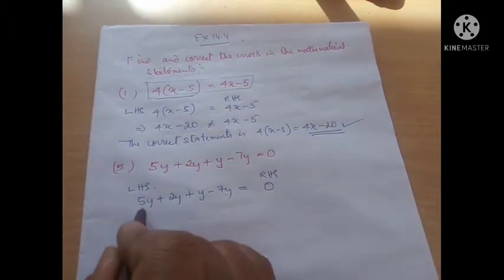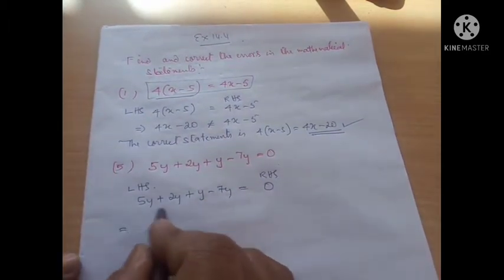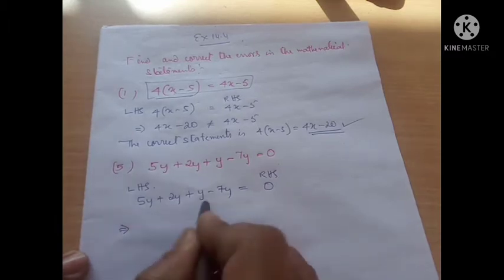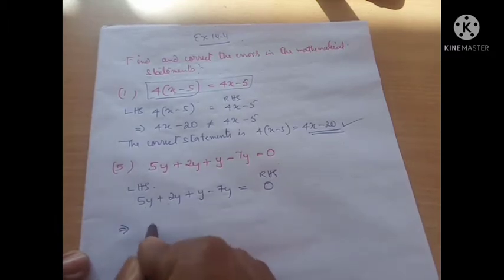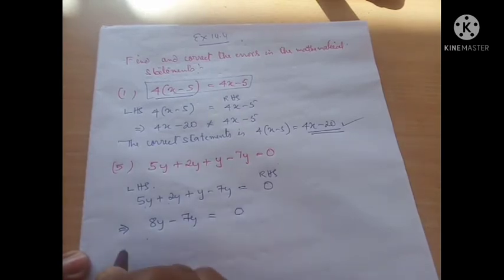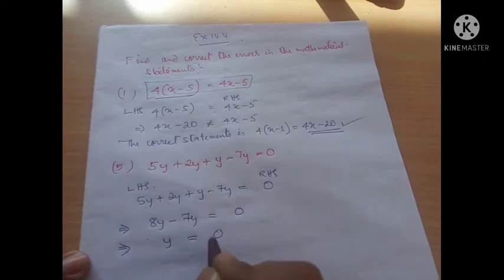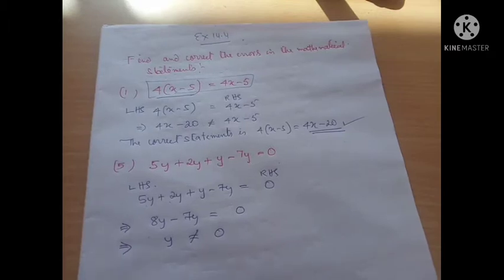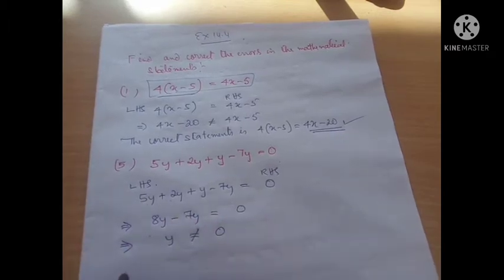These are all like terms, so we can add them up. So 5, 7, 8. 8y minus 7y is equal to 0. Now 8y minus 7y is equal to y. Y is equal to, the answer is not 0. So the left hand side and right hand side are not equal.